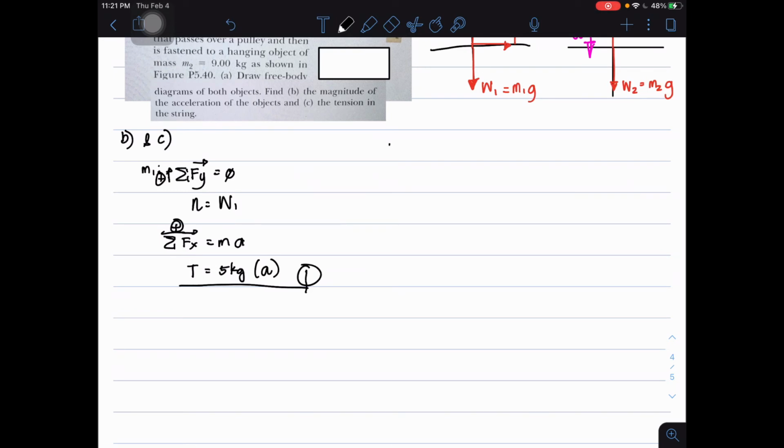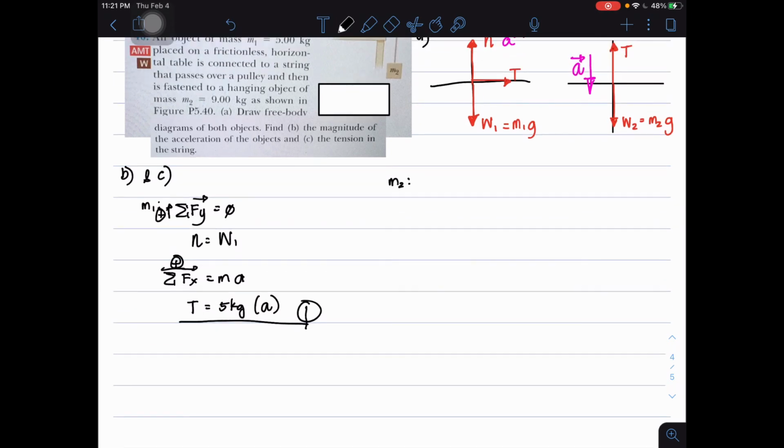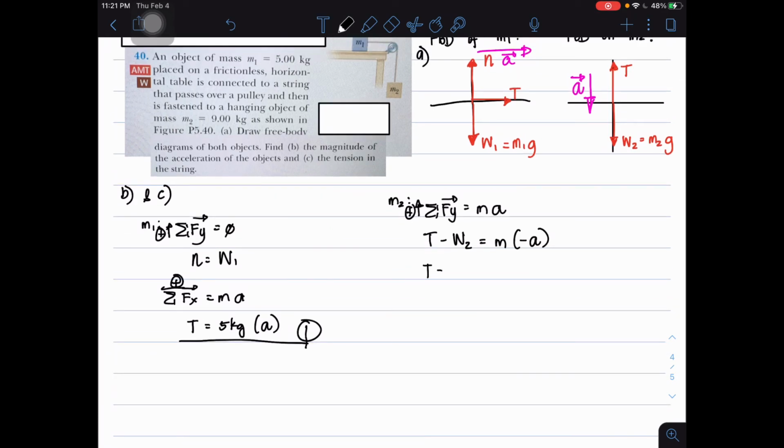Okay, now let's analyze M2. So the summation of forces on the vertical axis, assuming upward is positive, is equal to mass times acceleration. So we have tension minus W2 is equal to mass times negative acceleration because it's going south. So we have tension minus 9 kilograms times 9.8 is equal to 9 kilograms multiplied by negative acceleration. So this is our second equation.